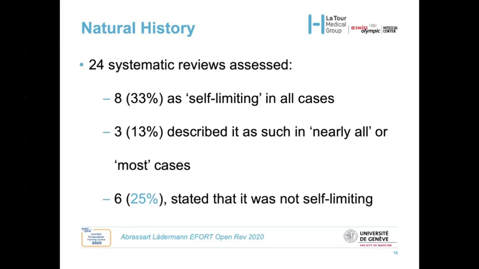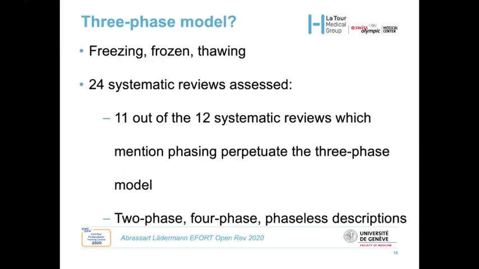What about now the natural history? In the 24 systematic reviews that we assessed, in 8, in 33% of the cases, it was self-limiting. In 10 of them, it was self-limiting in nearly all or most cases. And in 25% of the cases, it's not self-limiting. And I think this is very interesting.